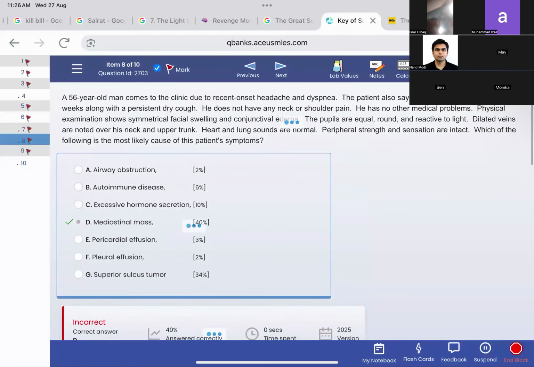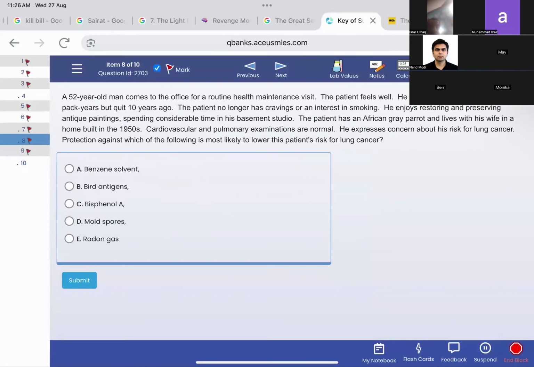So let's discuss question number 8. Which of the following is most likely to lower this patient's risk of lung cancer? A 52-year-old man comes to the office for a routine health maintenance visit. The patient feels well. He is a former cigarette smoker, 15 pack-years, but quit 10 years ago. The patient no longer has a craving or any interest in smoking. He enjoys restoring and preserving antique paintings, spending considerable time in his basement studio.